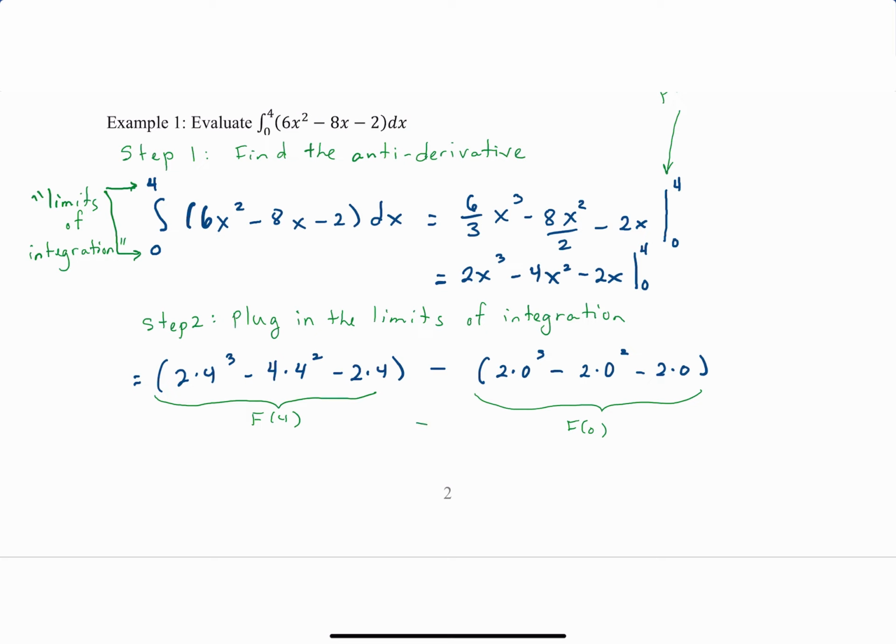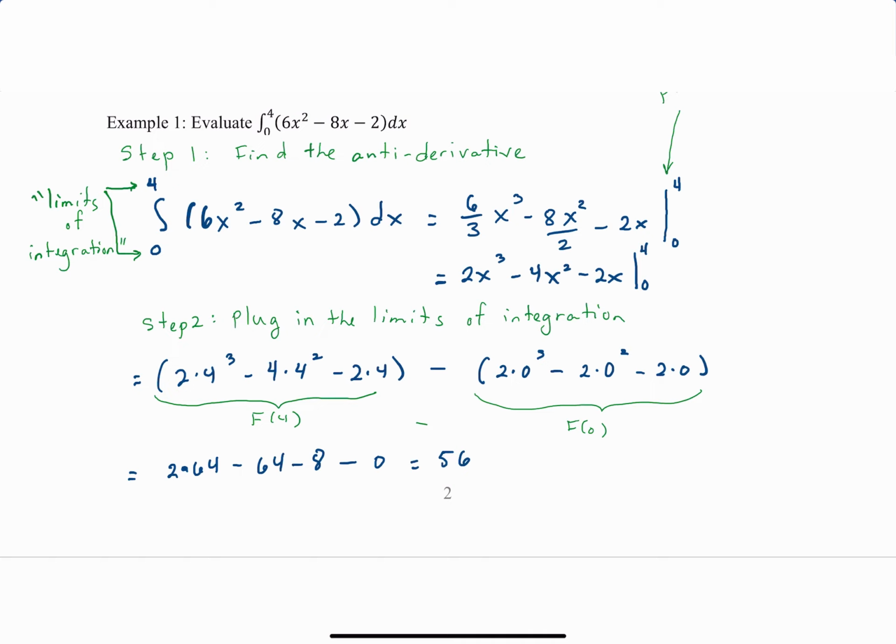So if we do that, let's see, 4 cubed is 64, so I have 2 times 64. 4 times 4 squared is 64, and I have minus 8. All the stuff in the second set of parentheses is just a 0. So what do I end up with? That's going to be 56.